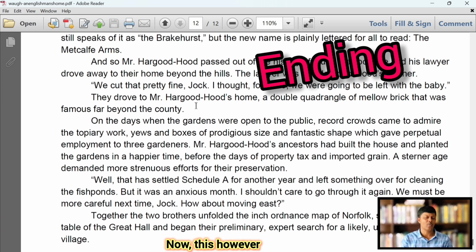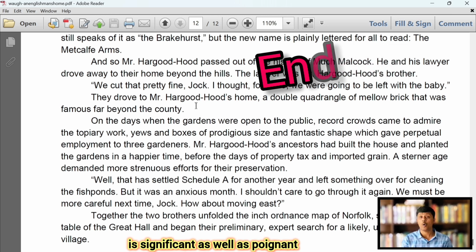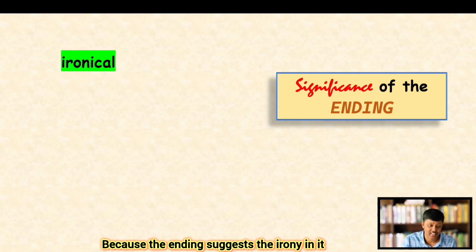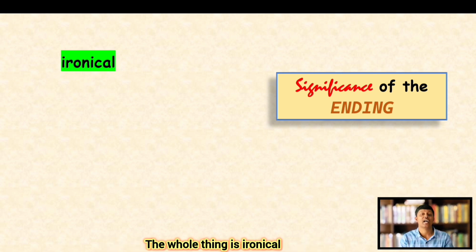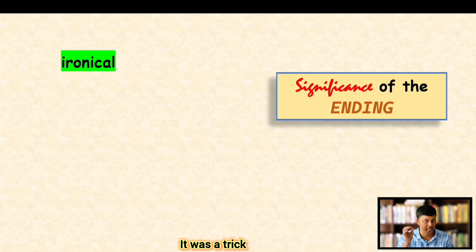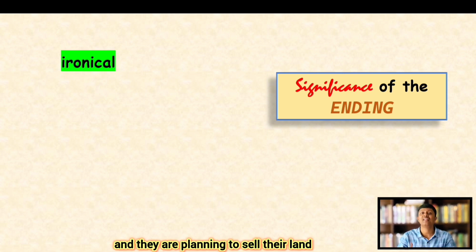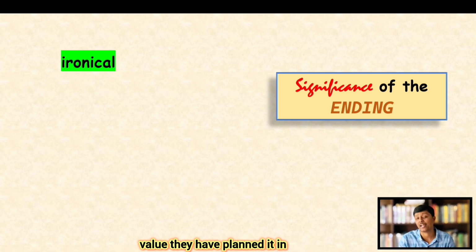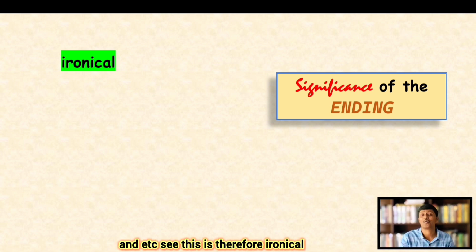Now, this, however, is significant as well as poignant. Why? Because the ending suggests the irony in it. The whole thing is ironical. Why these people are involved, why there is a controversy, why there is that tragic flow, why there is that climax point, everything was just for doing nothing. It was a trick. The irony lies in the fact that Mr. Harcourt Hood, from the very beginning, plans to rebuild it, and they are planning to sell their land to get the higher value. They have planned it in that way to build an industrial titan over there with chimneys, etc. See, this is therefore ironical.